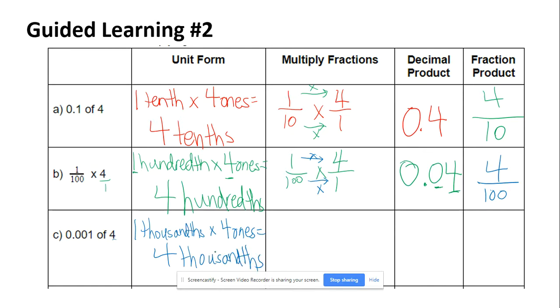So our answer is 4 thousandths. We can write that as a decimal as 0 and 4 thousandths, putting the 4 in the thousandths place. Notice we have 0 in the tenths and the hundredths place to show that there are no tenths or hundredths.